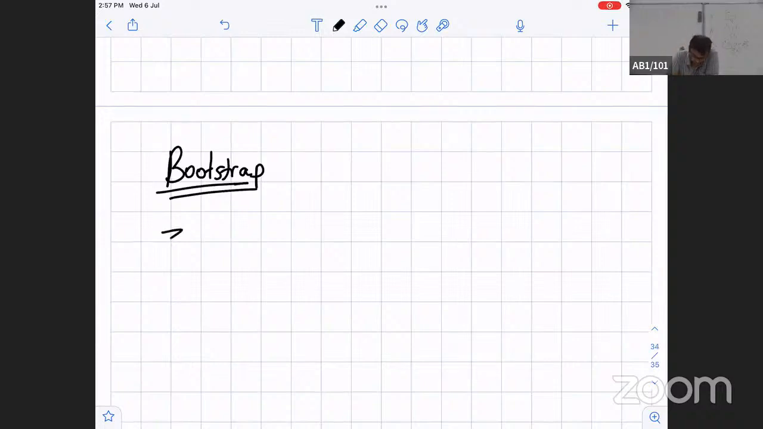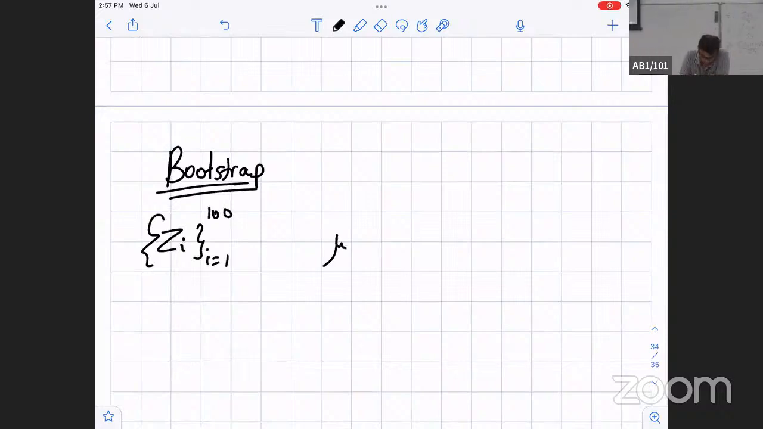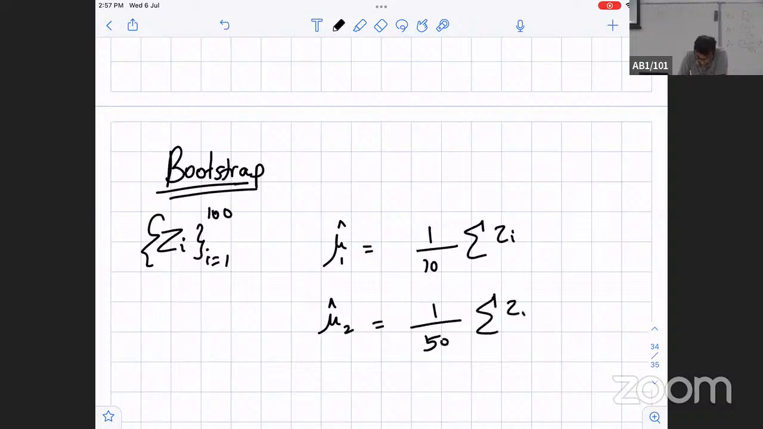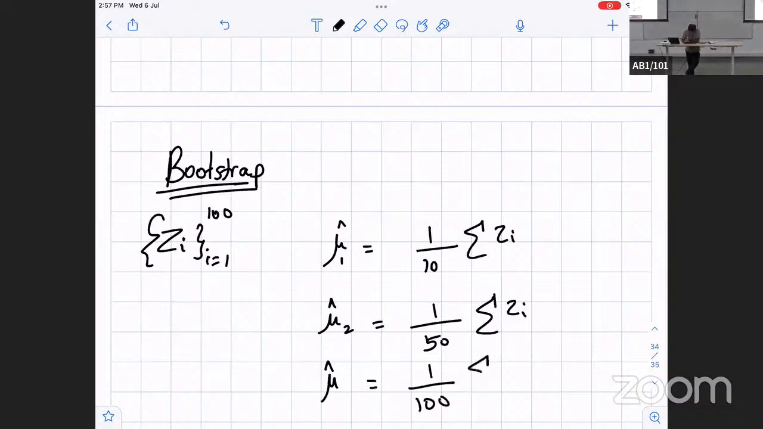So what I do is I will take zi's, which go from, let's say, 1 to 100, and I want to estimate the mean mu. My claim is there are different ways you can do this. For example, mu hat 1 could be just the sum of the first 10, mu hat 2 could be the sum of 50, or I can have mu hat, which is just the sum of everything. So which of the 3 is better?